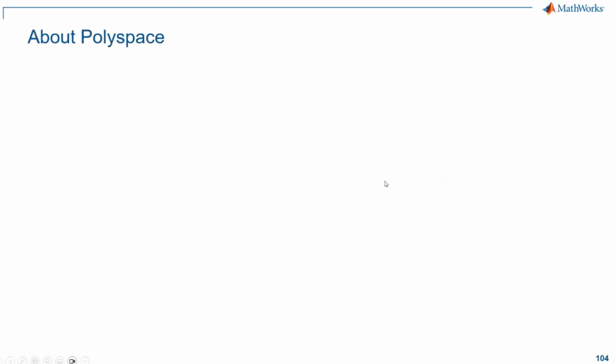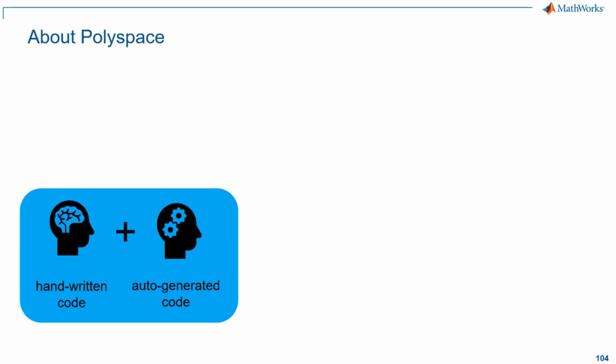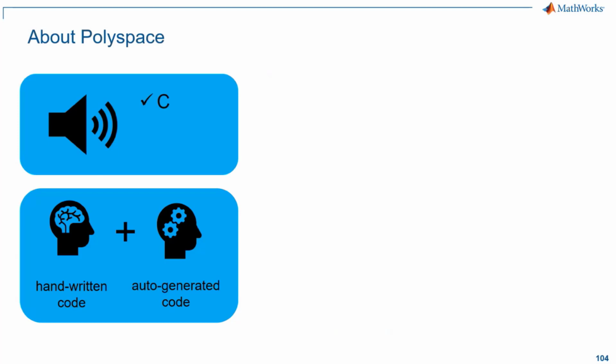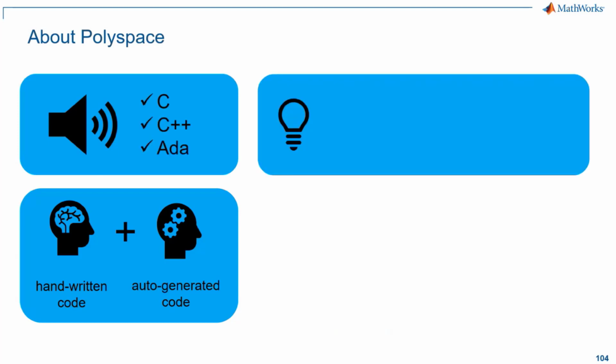First of all, I will again show you the full landscape of Polyspace. Polyspace is a static code analysis tool that is applied on handwritten code, on auto-generated code, or a mix of both. The languages supported are C, C++, or Ada. And what method is used? The method used for Polyspace is the formal method based on abstract interpretation.